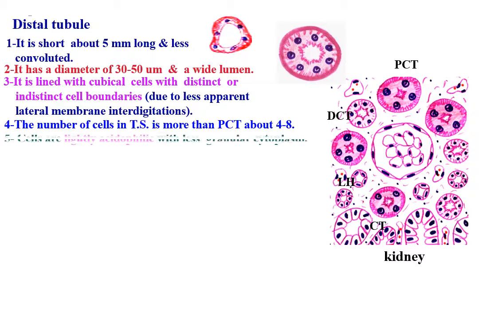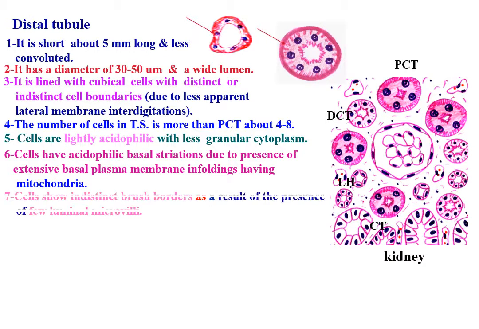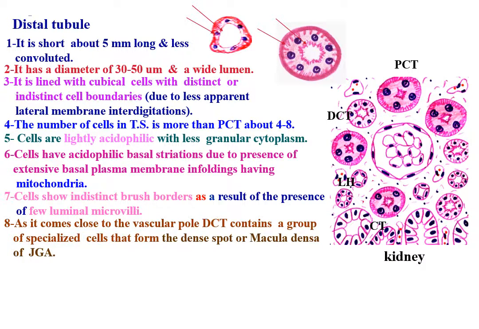Cells are lightly acidophilic with less granular cytoplasm. The cells have acidophilic basal striations due to the presence of extensive basal plasma membrane infoldings having mitochondria. Cells show indistinct brush borders as a result of few luminal microvilli. As it comes close to the vascular pole, the distal convoluted tubule contains a group of specialized cells that form the dense spot or macula densa of the juxtaglomerular apparatus.